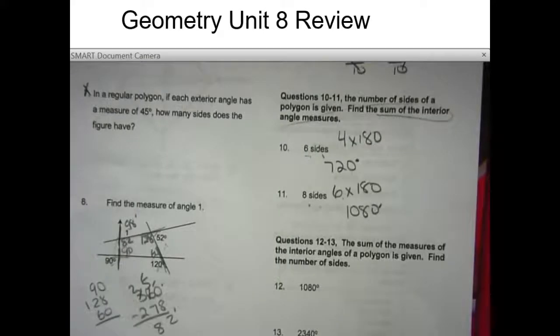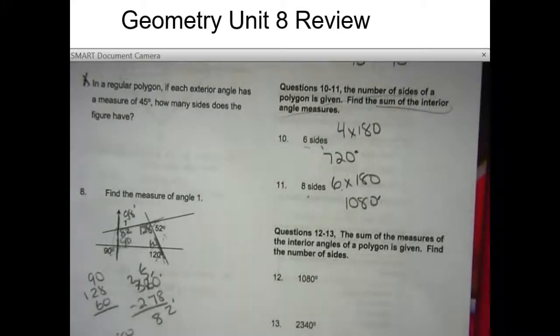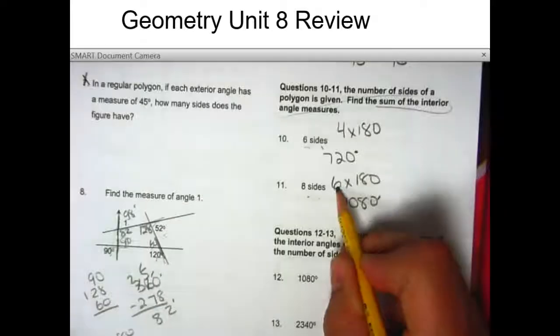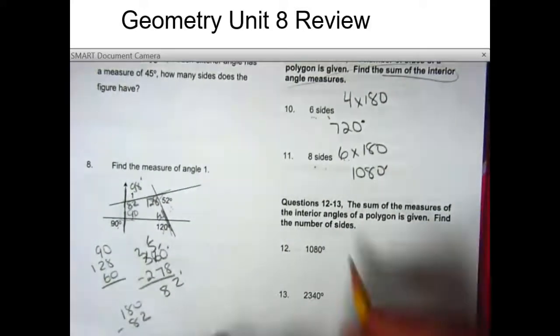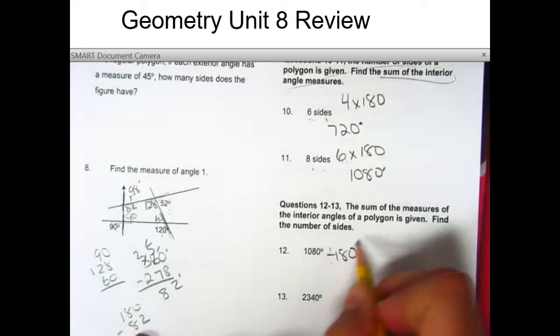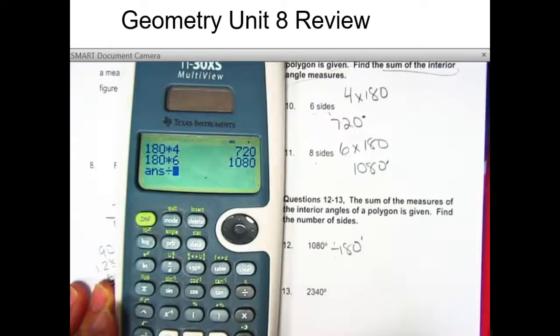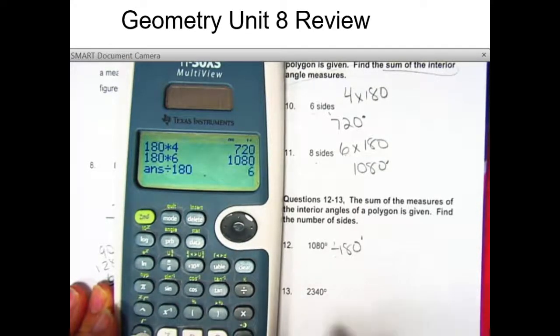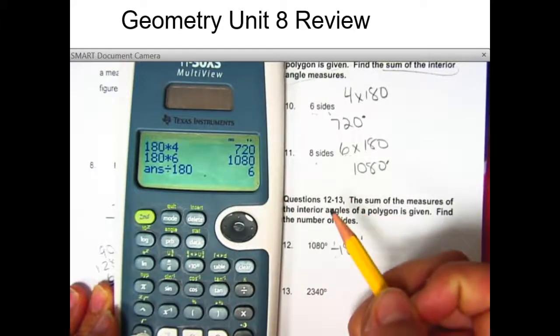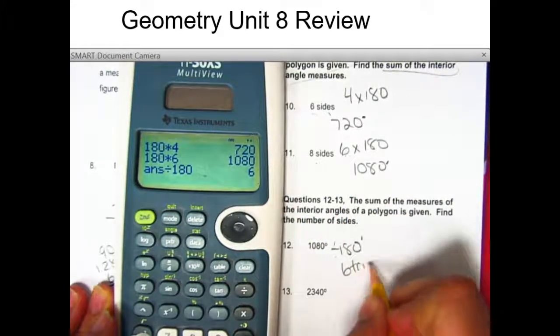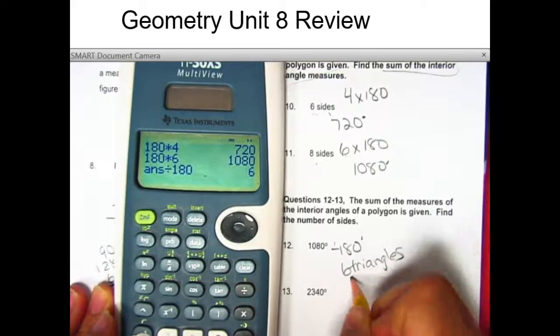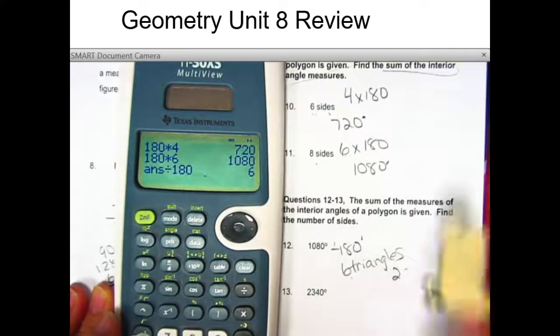The sum of the measures of the interior angles of a polygon is given. Find the number of sides. Well, we're going to divide by 180 to find how many triangles, and then we can add 2 to it to find the number of sides. So this one we already know is 6, but let's go ahead and do the math for it. So let's divide it by 180 to figure out how many triangles. So 1080 divided by 180 equals 6. So then we know it made 6 triangles. If it made 6 triangles, then we're going to add 2 to that. It was 8. Whoops, it was 8 sides.